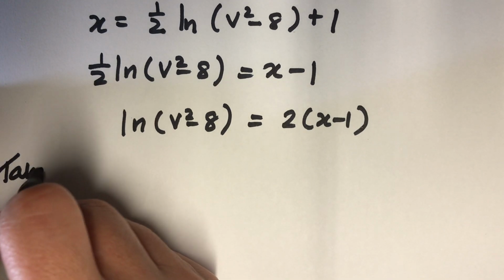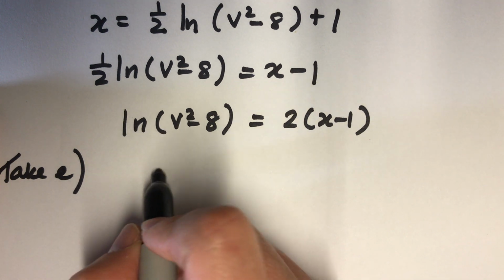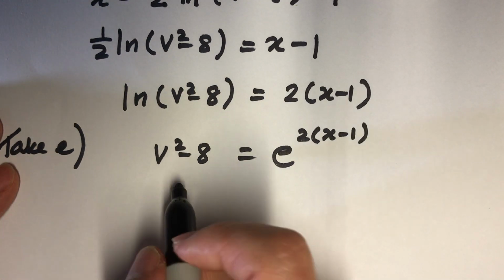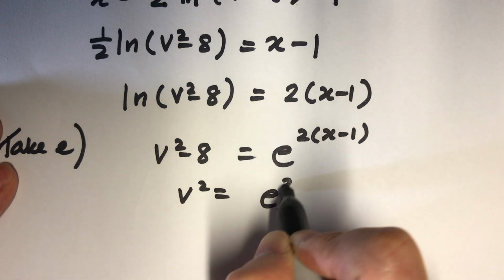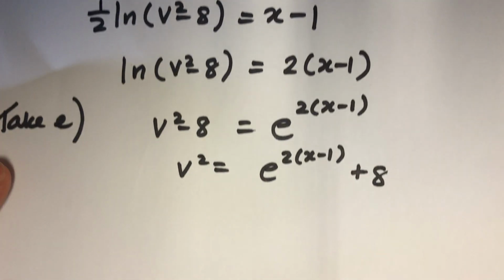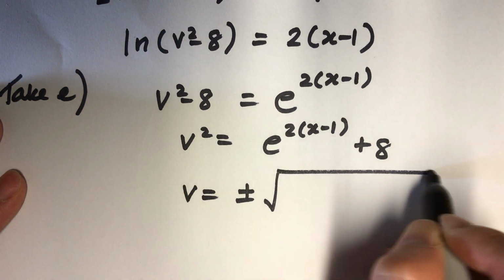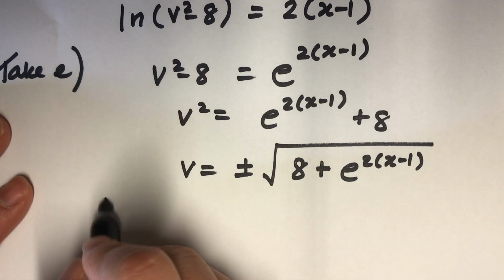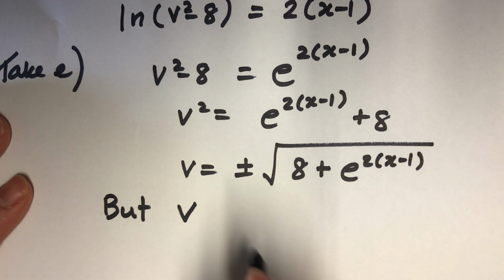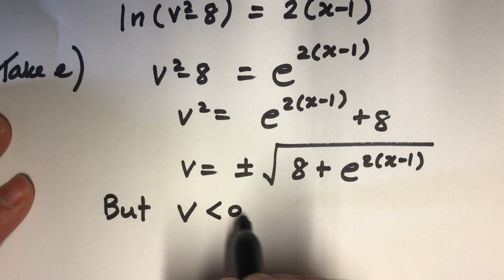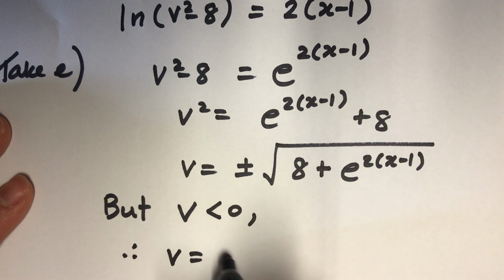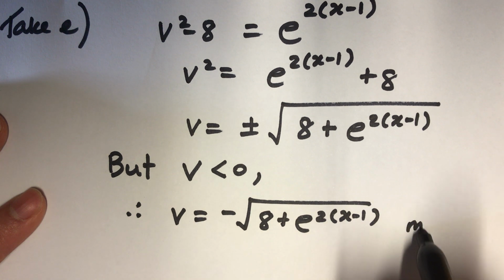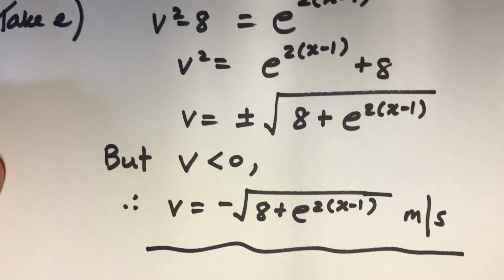Now I'm going to take the exponential to cancel this out. Okay, and I'm going to move 8 to the other side. Okay, and then v equals plus minus. I'm going to put 8 at the front. Okay, now, but what was v? V was minus 3, wasn't it? It was negative. V is negative. So therefore, v equals, in meters per second. Okay, so that's the question.